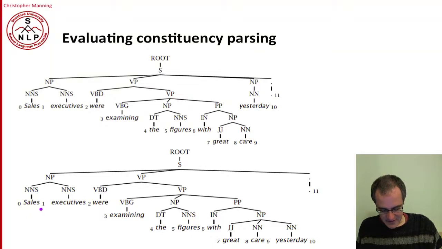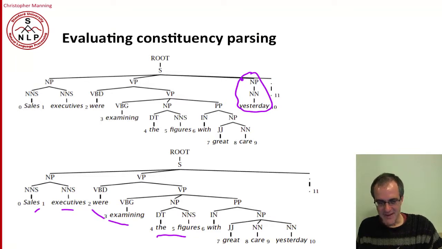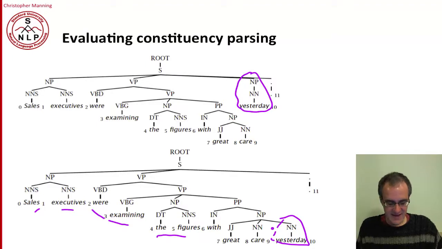It's got the noun phrase sales executives. It's got this verb structure of were examining, and the noun phrase the figure's right. It's actually made one little mistake at the end. So yesterday should be this kind of weird temporal noun phrase that English has, where you have bare noun phrases like yesterday or next week to express a time that can otherwise be expressed as a prepositional phrase like on Sunday in the spring. But the parser has wrongly just stuck it on as an extra noun at the end of the noun phrase great care. And so that's an error.